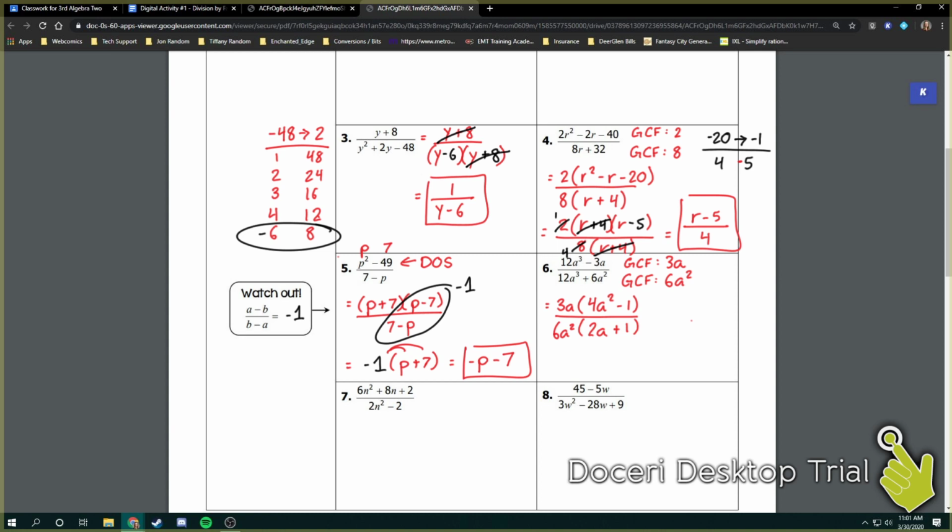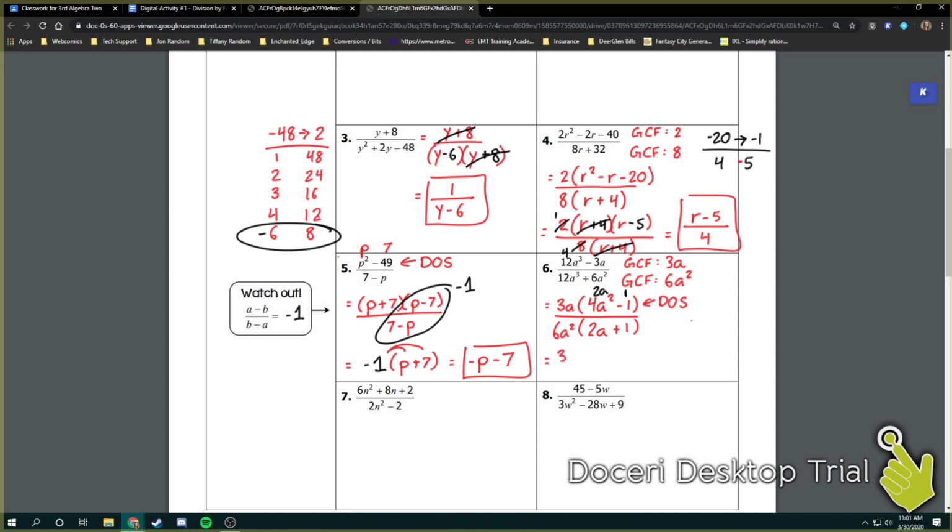Alright, so then we look to see if there's any other factoring we can do to this guy. So the 3a, the 6a squared, they're fine. They're one term, they're hanging out. The 2a plus 1 in the denominator, also fine. It's linear, and it doesn't have a greatest common factor. We already took it out. But the 4a squared minus 1, that's another difference of squares. Let's see, our a value would be 2a, and our b value would be 1.